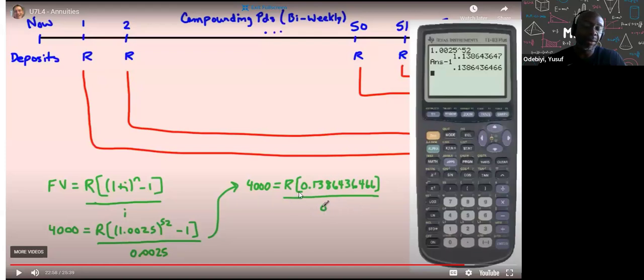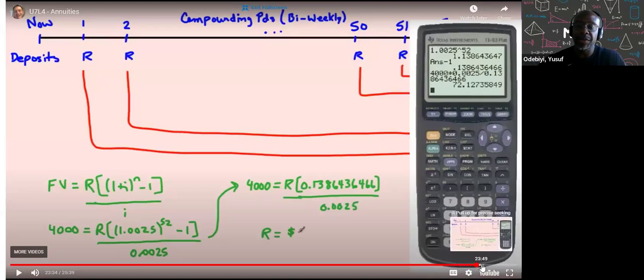Now you can easily isolate R, right? You can easily isolate R. And when we isolate R, this is the payment she's going to have to do now. She's going to have to put $72.13 every 2 weeks into the account. That gives her the amount that she needs in order to have $4,000 in 2 years.